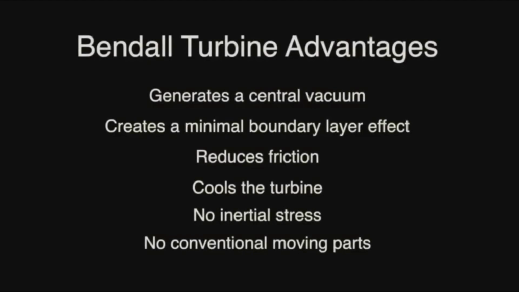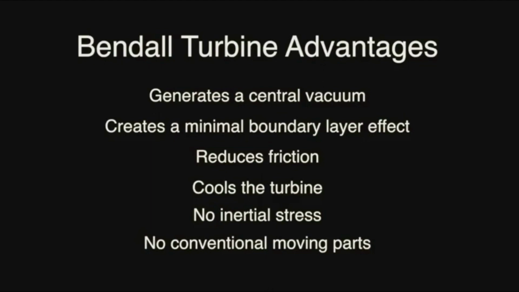A conventional jet turbine blade has a high-pressure boundary layer that generates friction and therefore heat, whereas the Bendall turbine fire tornado creates a central vacuum, which expands out beyond the turbine blades and has the effect of causing the air in front of the Bendall turbine to be sucked into the central vacuum. The vacuum creates a minimal boundary layer effect, reducing friction and cooling the turbine. The differential expansion doesn't matter on our blades because there is no inertial stress.